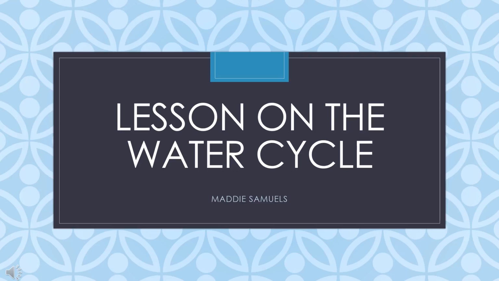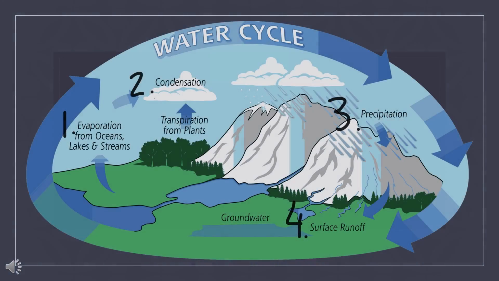Today we're going to be learning about the water cycle. The water cycle describes the process that water goes through while it's on Earth. It starts with evaporation, goes to condensation, then to precipitation, and ends with surface runoff.